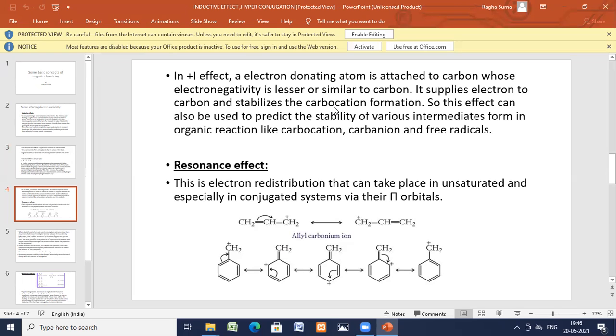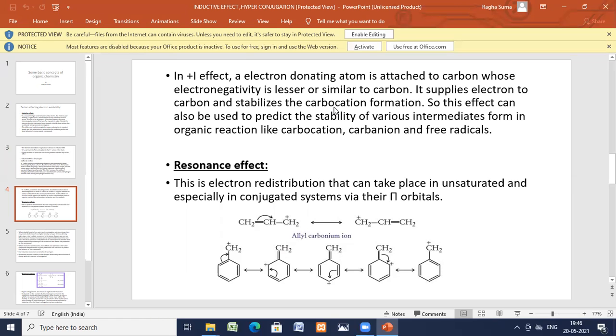Using this effect, you can predict the stability of intermediates formed in organic reactions. In the different organic reactions we will be seeing, carbocations, carbanions, free radicals and so on will be formed. And the stability of these carbocations, carbanions and free radicals can be explained.